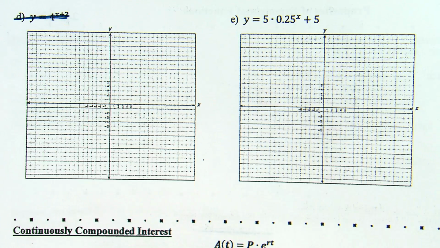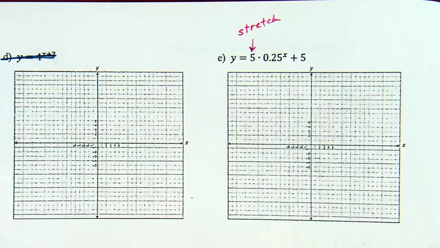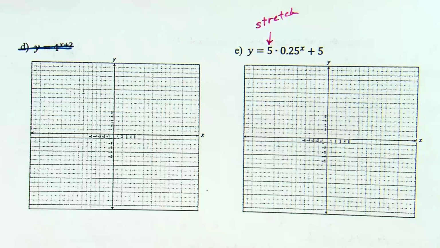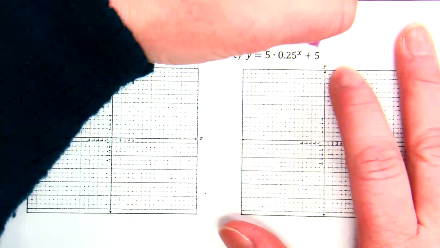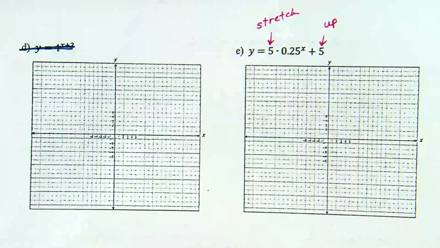Okay, this 5 out front is going to represent a stretch. You can't see that I wrote the word stretch, but I promise I did. What else? Okay, this plus 5 at the end is going to translate us up 5. Shift us up 5 is, I think, what was trying to come out of my mouth, but not happening.